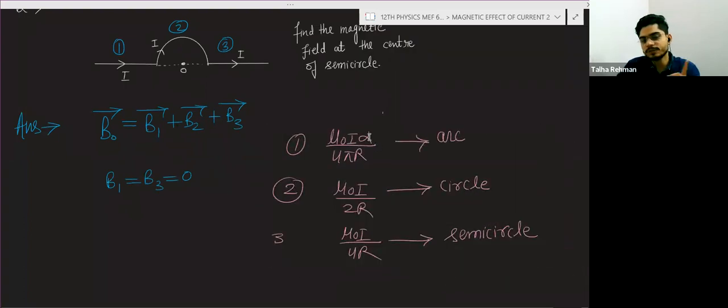For the arc, you have mu naught I alpha divided by 4R, and for the circular wire, you have mu naught I divided by 2R. But for the semicircular wire, we have mu naught I divided by 4R. So here is the circular wire, the semicircular wire.